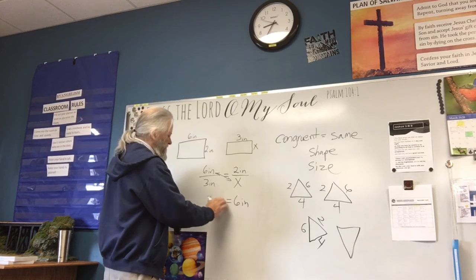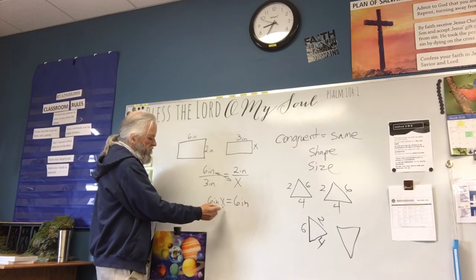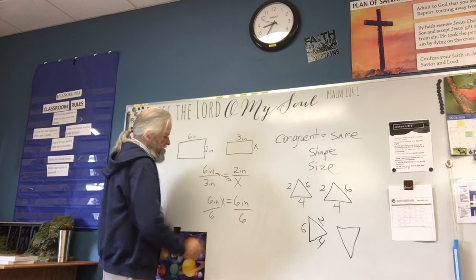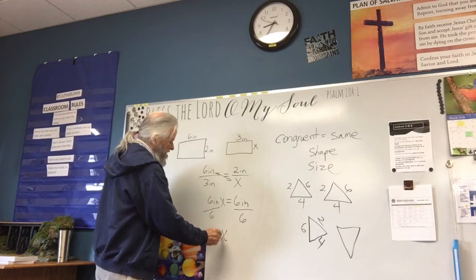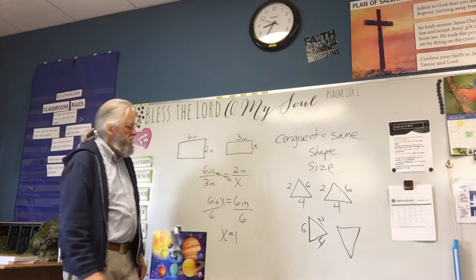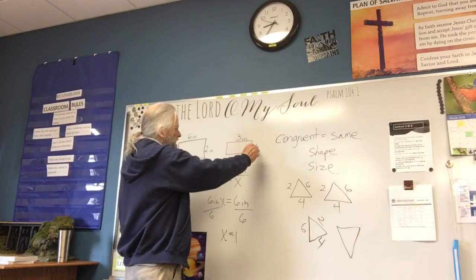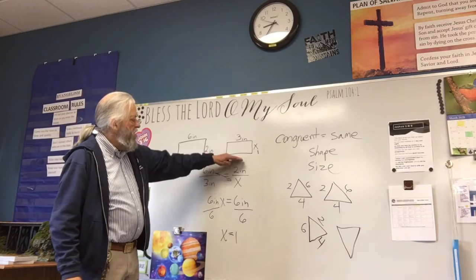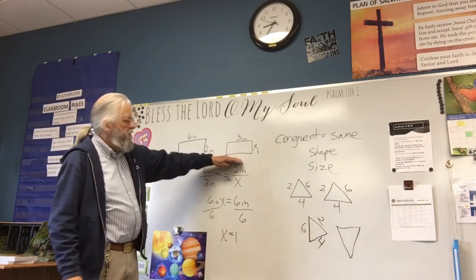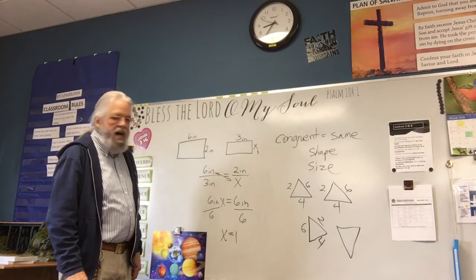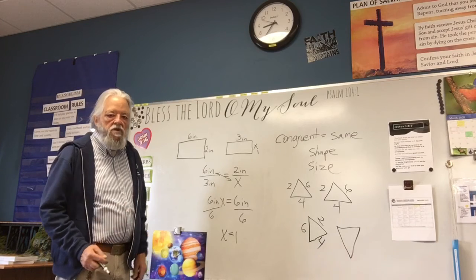Or sorry, yep, 6x equals 6. So if I'm solving for x, I have to divide this side by 6, so I have to divide this side by 6. And that gives me x is equal to 6 divided by 6, which is 1. And so that means that this side is 1. Okay? So these are similar figures, and they have to be proportional. So that's how you would do those types of problems.